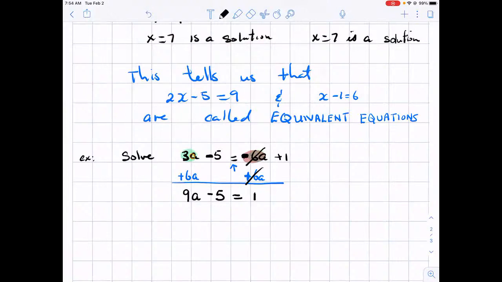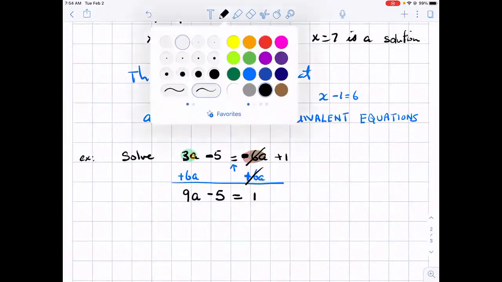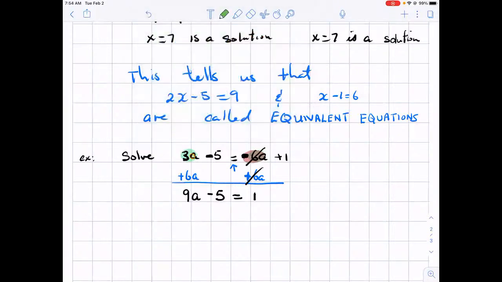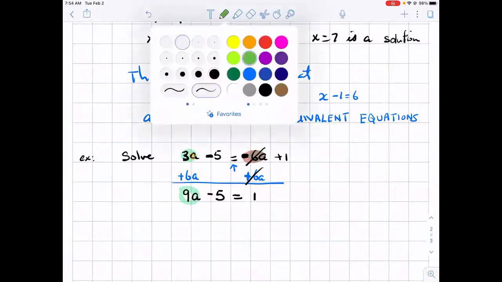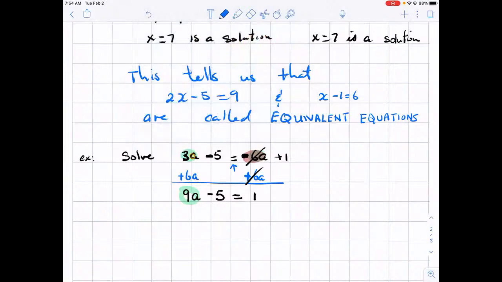Now we want to leave. Remember, our goal here is to isolate the variable. Okay? Our goal is to isolate the variable. So what we will do is move the minus 5. Now once again, we're going across an equal sign. So I will add 5 to both sides.